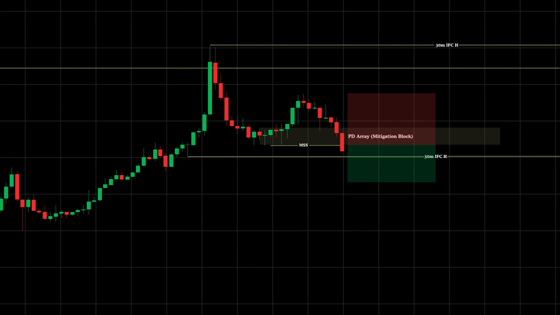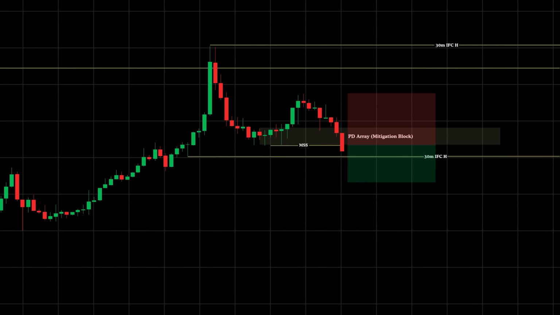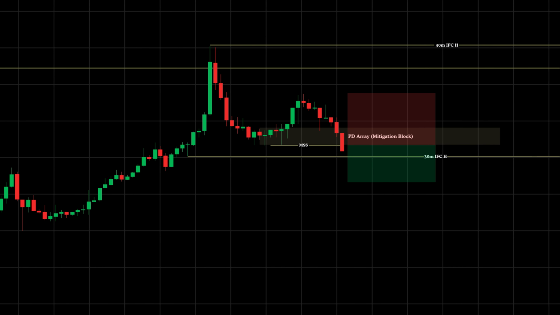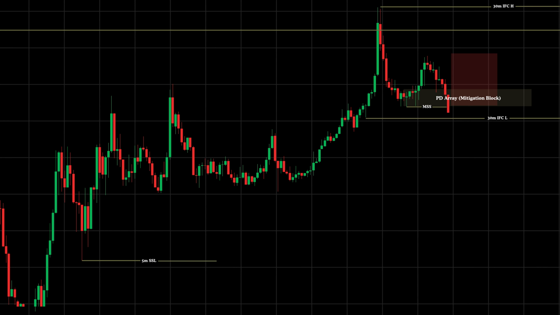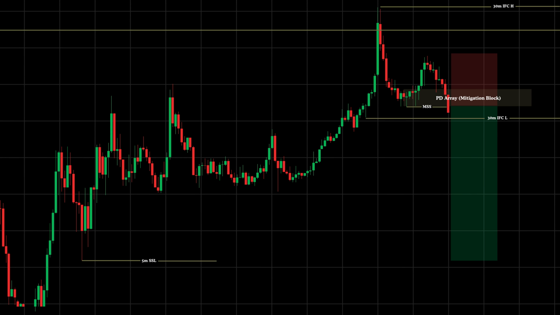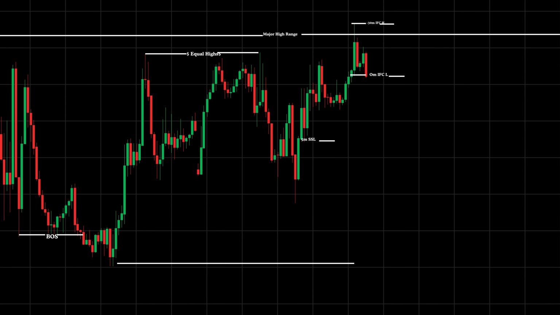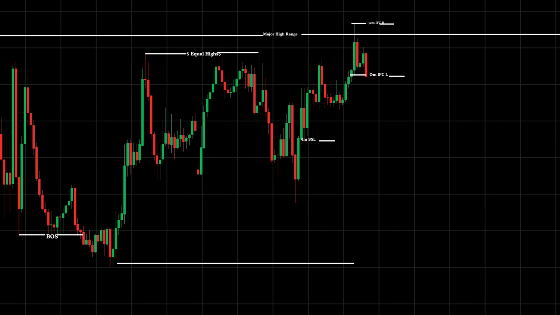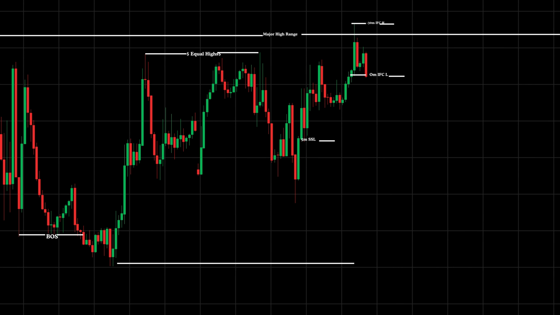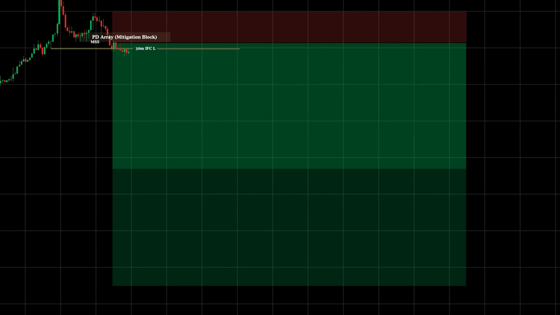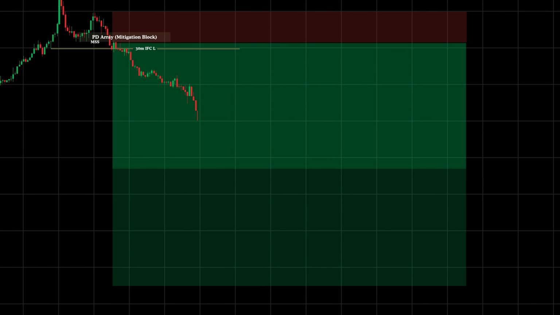I'm placing my entry at the lowest point of that mitigation block and setting my stop loss just above this swing high. For take profit, there are two choices. Target the nearest 5-minute sell side liquidity located here, or target the 30-minute time frame sell side liquidity located over here. I'm choosing the more aggressive option by aiming for the 30-minute swing low, which provides roughly an 8-to-1 risk to reward ratio. Now let's play out the trade and see how it unfolds.